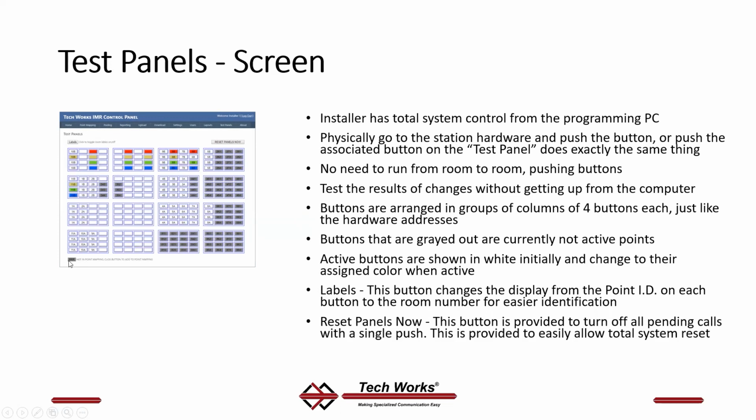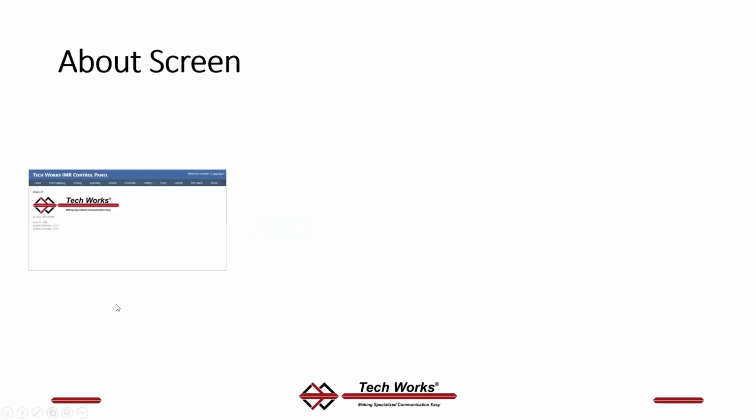Reset the panels means that you're all done with your programming and you just want everything to turn off. It's an easy way, rather than going around pushing every button in the thing to turn off all your dome lights. It's just a quick and easy way to turn everything off.